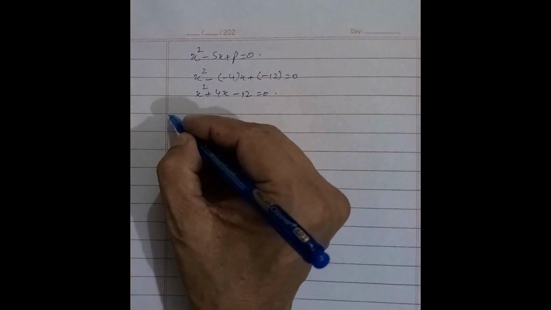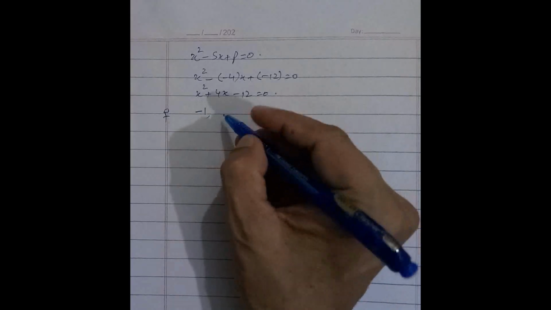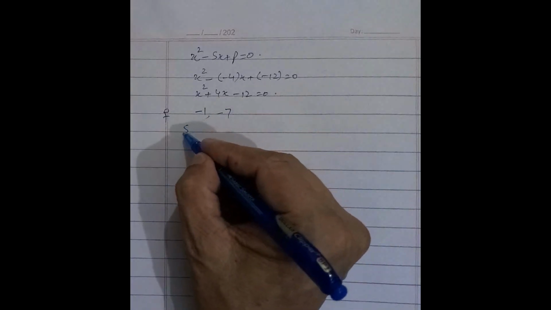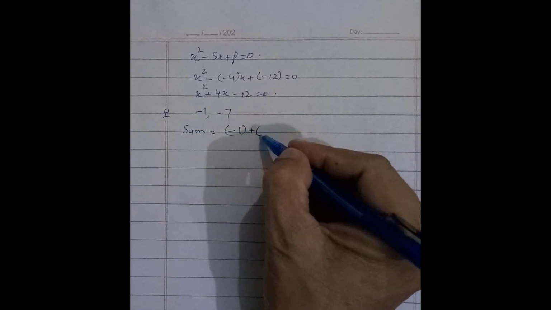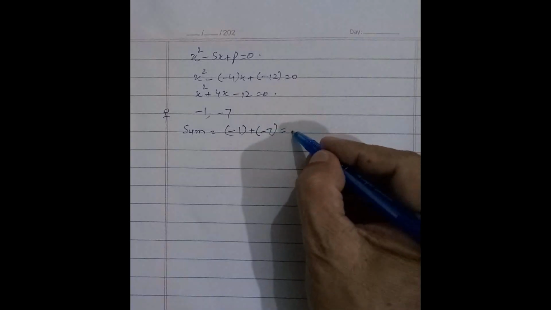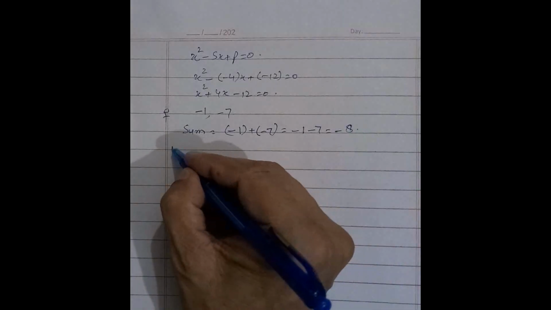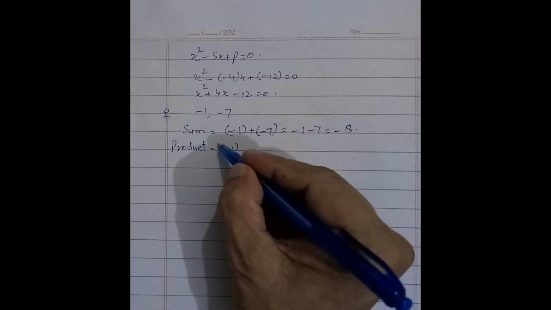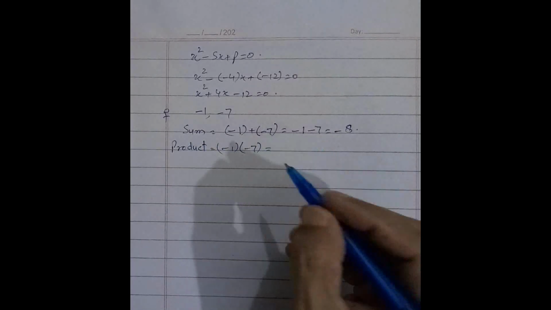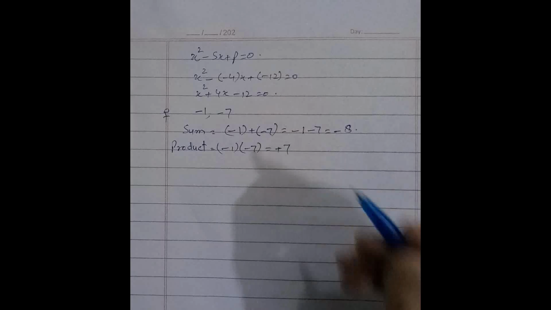part E. And the next is F, in which the roots are minus 1 and minus 7. First we find the sum, which is equal to minus 1 plus minus 7. Simplify it, minus 1 minus 7 is equal to minus 8. And next the product, minus 1 times minus 7 is equal to minus multiplied by minus, we get plus, 7 ones are 7.